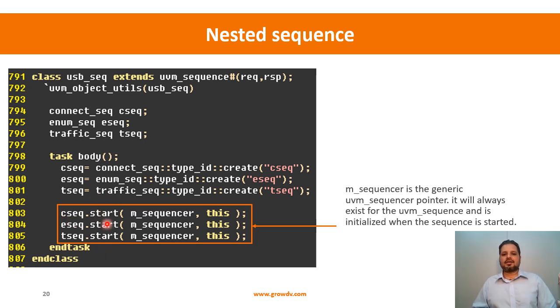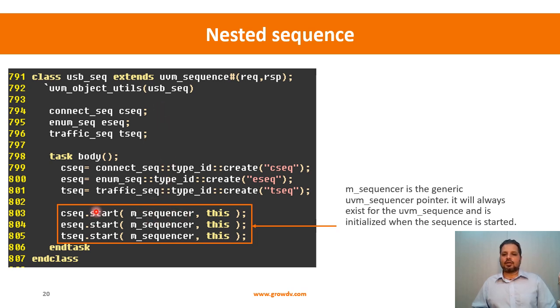So we say C sequence.start, and note that we are passing the m_sequencer over here. m_sequencer is the handle present within the UVM sequence base class that gets set to the sequencer on which it has been started. So whenever I say USB sequence.start, and let's say I am saying env.usb_agent.sequencer, then env.usb_agent.sequencer will be set in the m_sequencer.